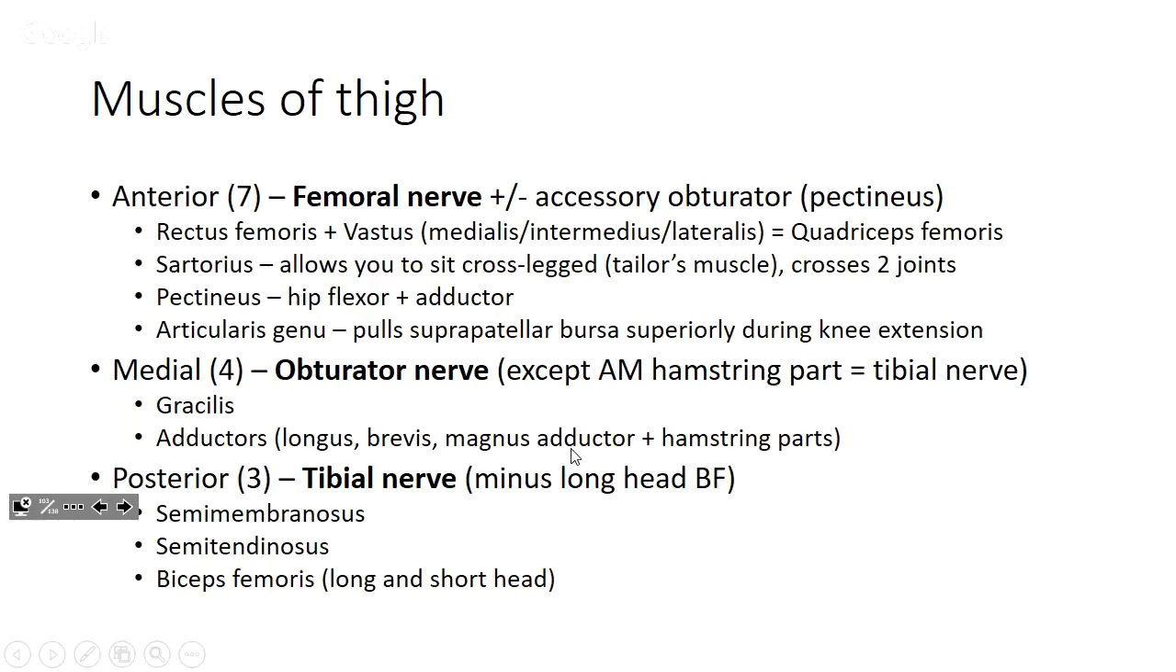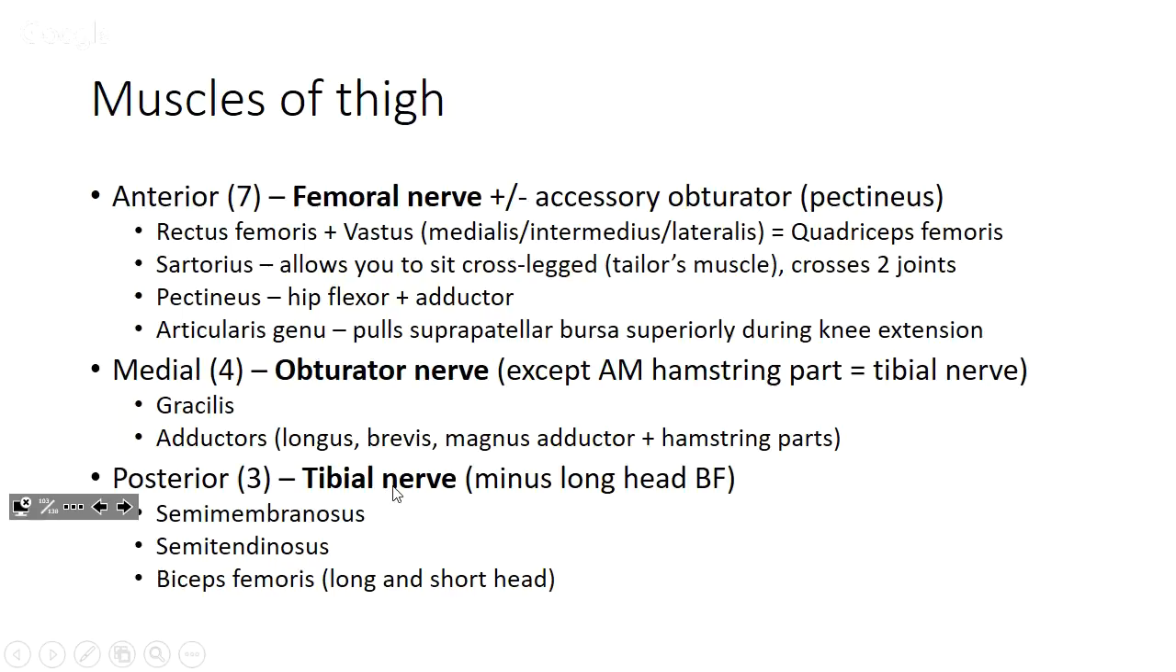So adductor magnus has the adductor and the hamstring parts. So just think the hamstring part is supplied by the tibial nerve, because the tibial nerve is important for the posterior compartment. And so that supplies the hamstring part, which is almost like part of the hamstrings anyway. And then the adductor part is supplied by the obturator nerve.